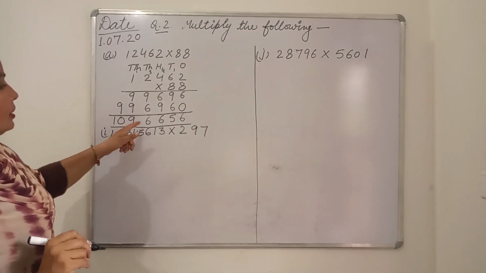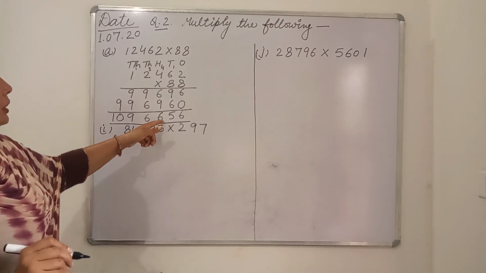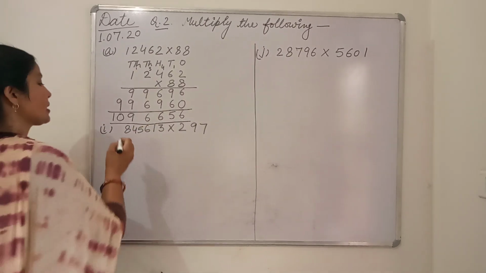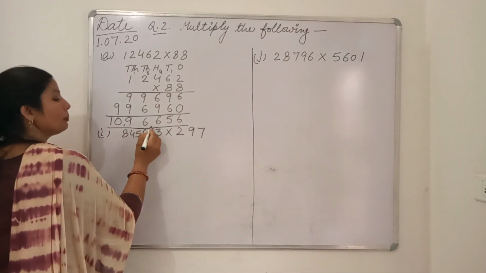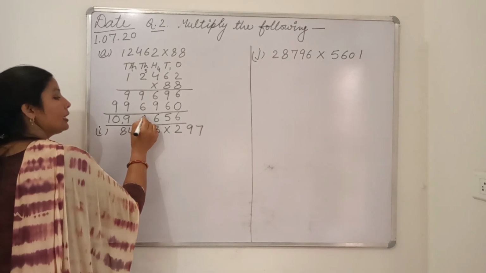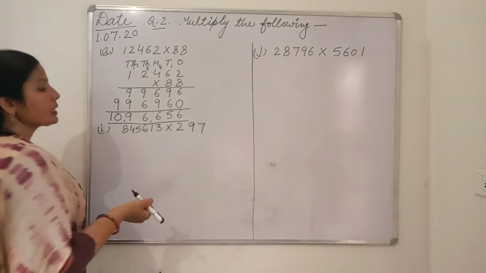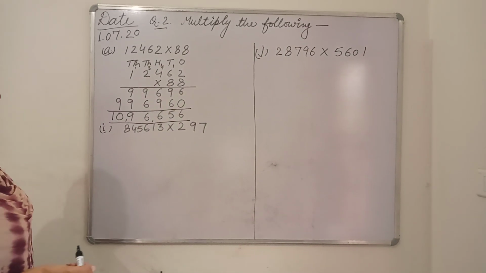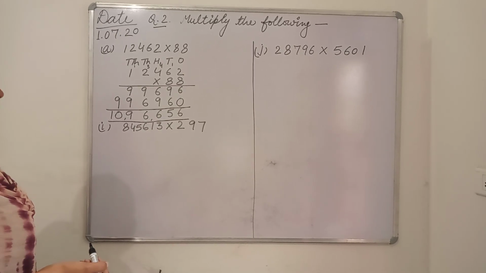10 lakhs 96,656. We can put comma also to separate the period. Okay, that's your answer.